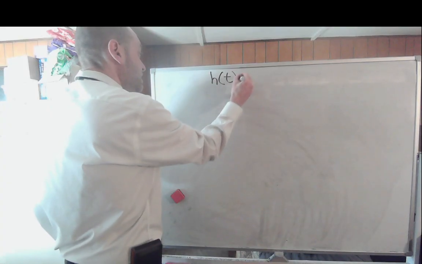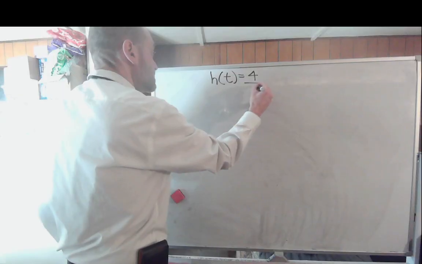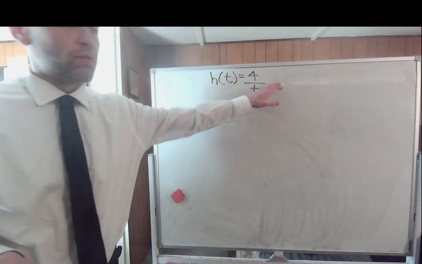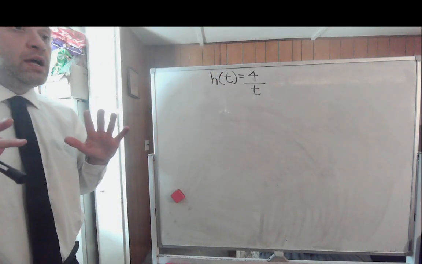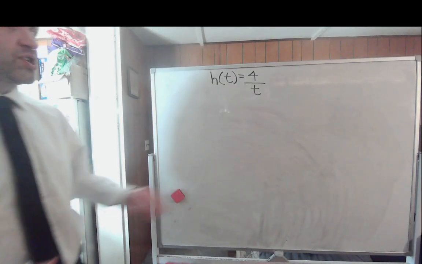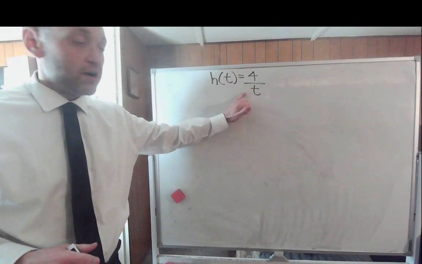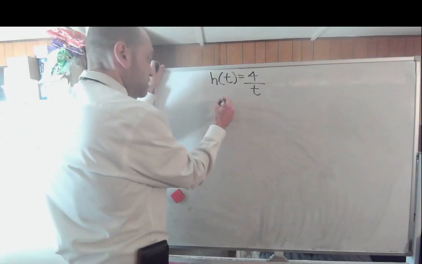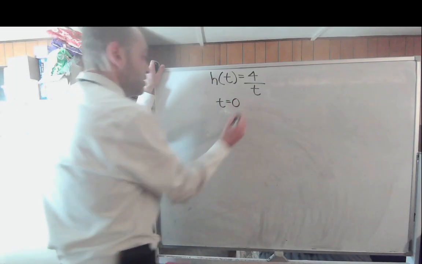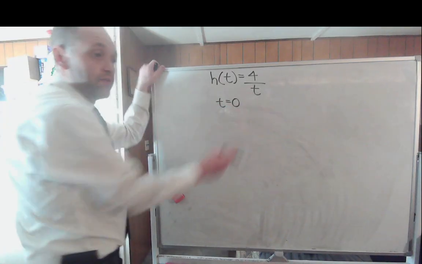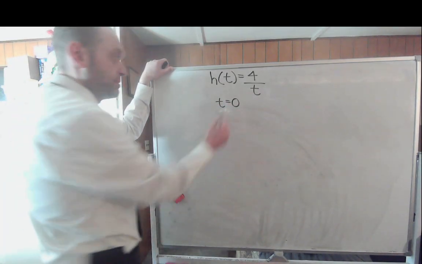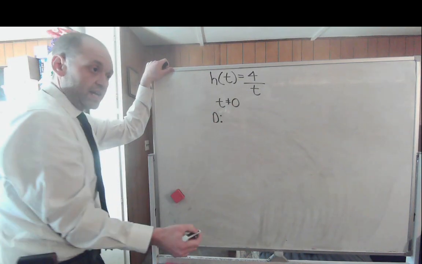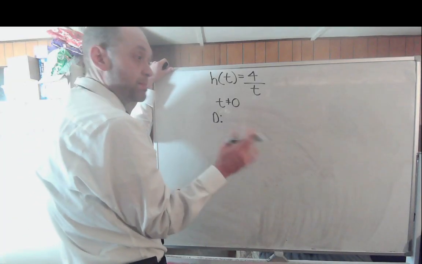h of t equals 4 over t. So we have the function h of t equals 4 over t. Whenever you have a fraction, especially a variable in the denominator, always set that denominator equal to 0. So take your t, set it equal to 0, which would give you an undefined value, right? You can't have a 0 in the denominator. So the domain, in this case, is all real numbers except t equal to 0.